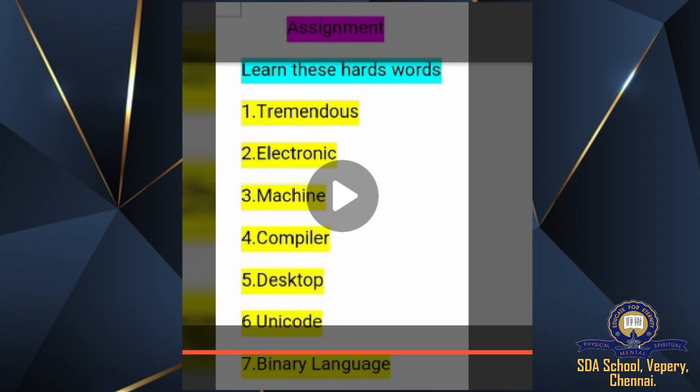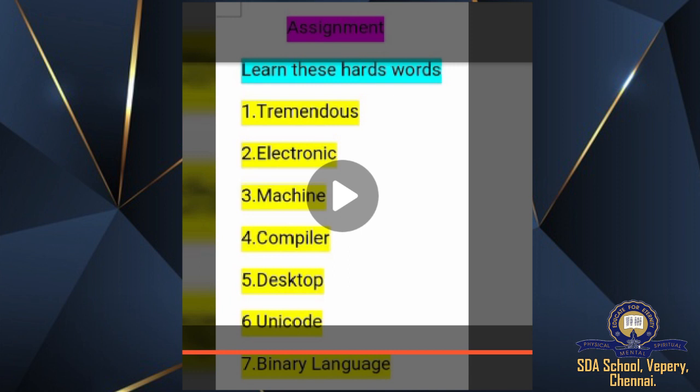So let us come to the assignment part, children. I hope you all understood the lesson that your miss has taught you till now. Some new words that you need to learn in this lesson: I have taken only 7 words. Next time I'll take more words. Next time I'll tell you to take out new words on your own. These are the words that you need to learn.